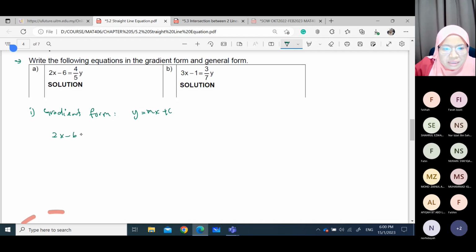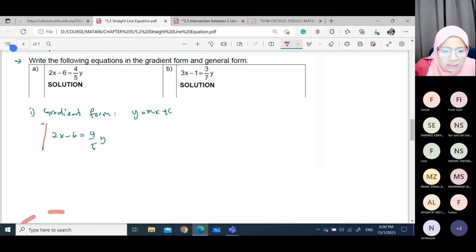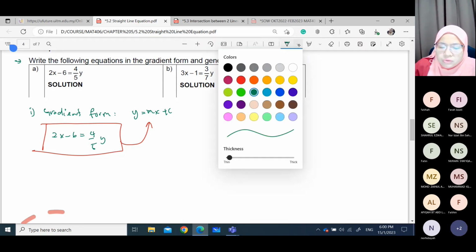2x minus 6 equivalent with 4 over 5y. Okay, so you need to rewrite in this form. You kena tulis equation yang ini di dalam bentuk begini: y equal to mx plus c. Okay, so macam mana nak buat? Tengok contoh ni.